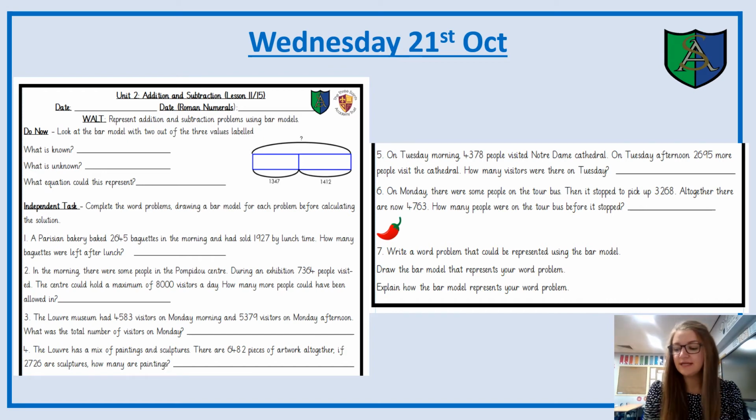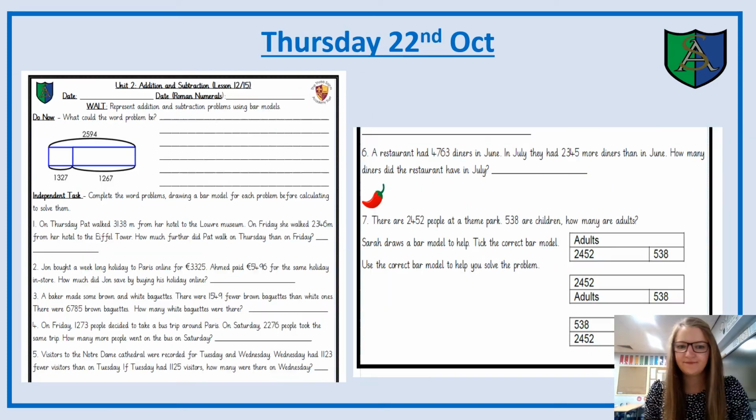Remember, using a bar model will help you to understand whether it's an addition or a subtraction. I want to see your bar model, please, and I want to see your estimate as well as your actual answer. Good luck!